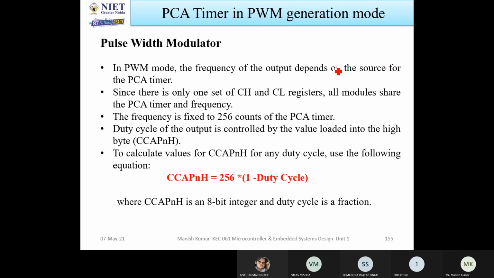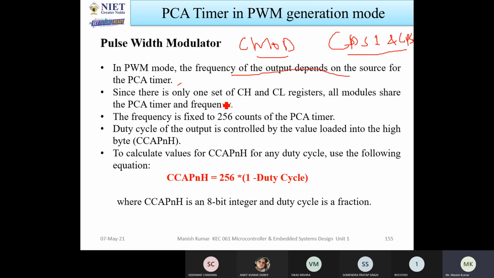Now in PWM mode, the frequency of the output depends upon the source of the PCA timer. Now how can you select the source of the PCA timer? You have already studied the CMOD register. In the CMOD register, there are two bits called CPS1 and CPS0. With the help of the CPS1 and CPS0 bits, you can decide which clock source you are going to use. Now there is only one set of CH and CL registers. All modules share the PCA timer.